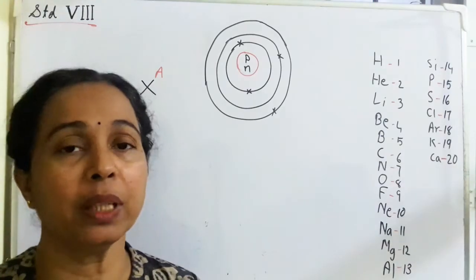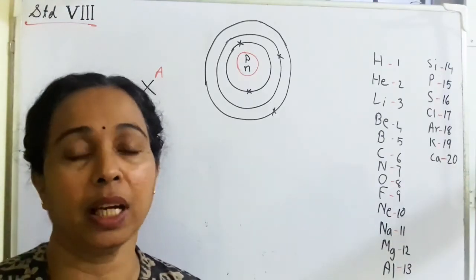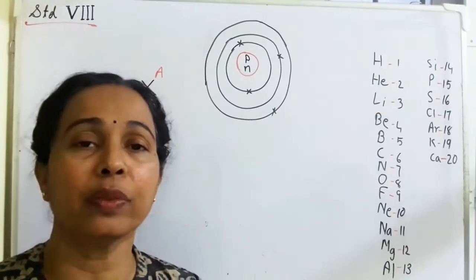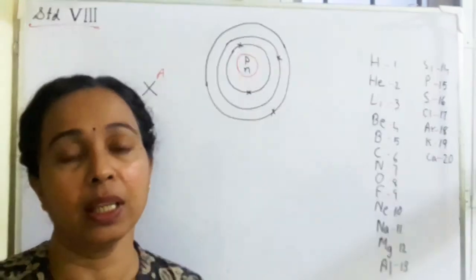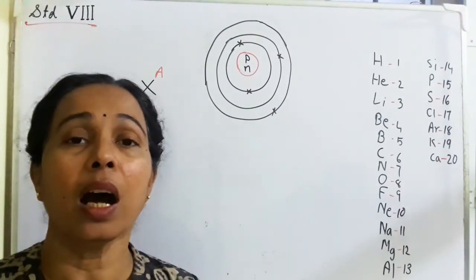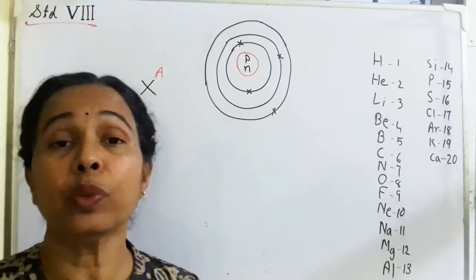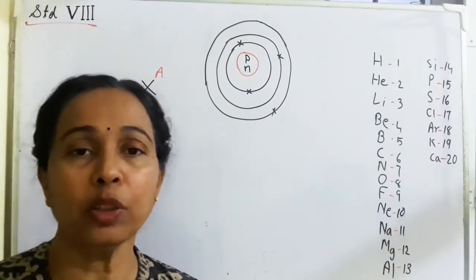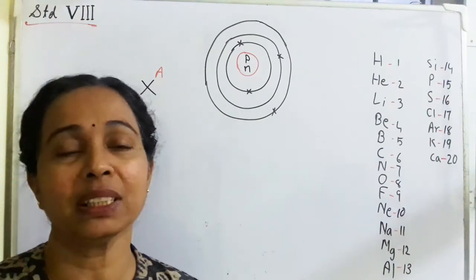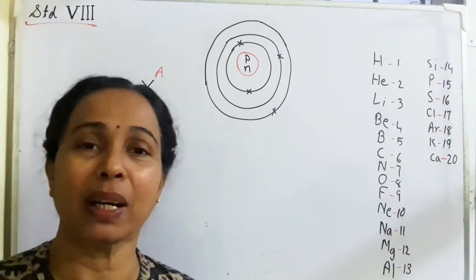Now in your textbook, on page 43, there is a table. I told you there is a table in which the atomic numbers and mass numbers of the first 20 elements are given. You need to learn by heart these atomic numbers and mass numbers of the elements up to 20. So for next day, learn the atomic numbers first. After that, I will tell you a trick to memorize the mass numbers.